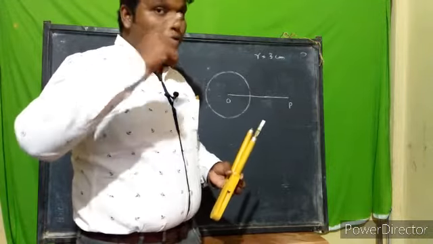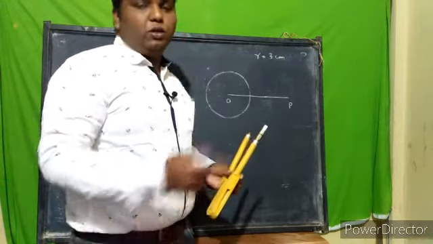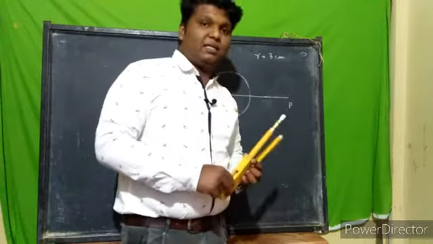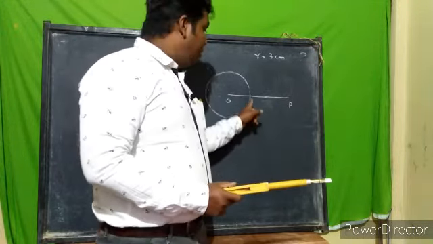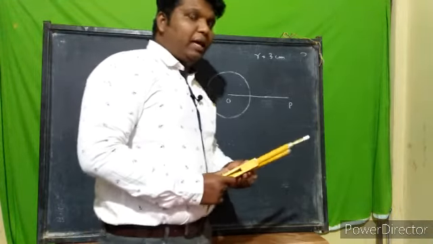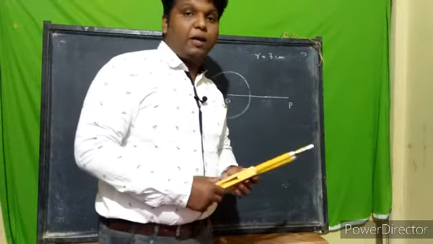P से एक tangent draw करना है ऊपर की ओर से और नीचे की ओर भी. Towards the top and towards the bottom you have to draw tangents. So first of all what you have to do is find the midpoint of OP. Midpoint of OP निकालने के लिए उसका perpendicular bisector draw करना पड़ेगा.